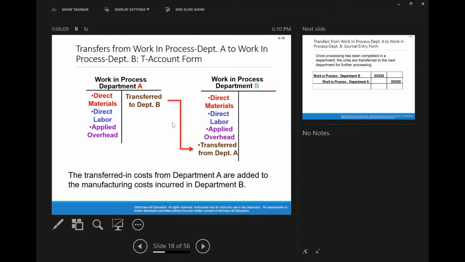So we credit, and it goes into Department B. Now all of those costs that were there now flow into B. B also potentially is pulling material and direct labor. They have their manufacturing overhead that's been assigned for that Department B. And then you'll also have your transfer costs coming in.